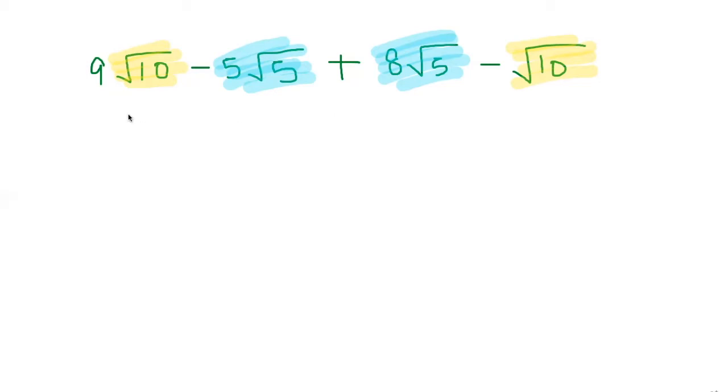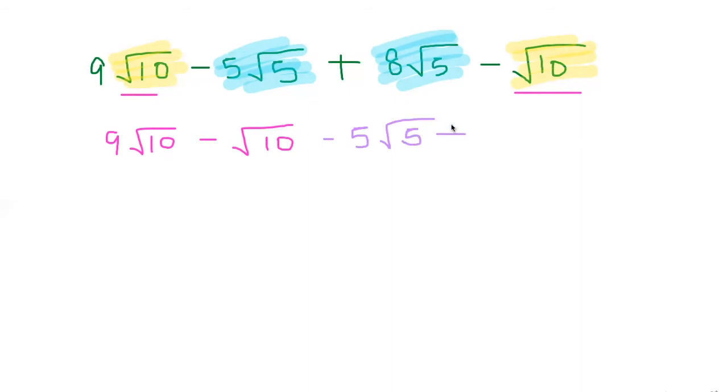When solving this question, let's keep the like radicals together. 9 root 10 minus root 10. Whichever radical I shift, I will shift it along with the sign which appears before it. So 9 root 10, as you see, and minus root 10 comes from there. And the other like radicals are already together, which is minus root 5 plus 8 root 5. When I solve this, I will get 9 minus, no number means 1, so 9 minus 1, which is 8, 8 root 10.